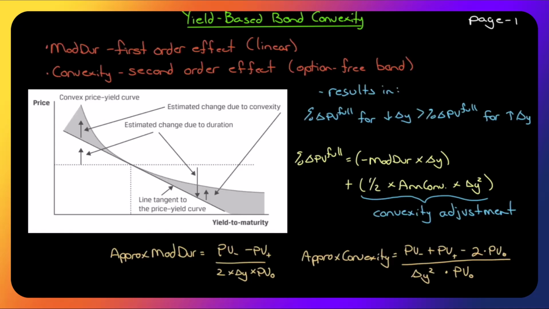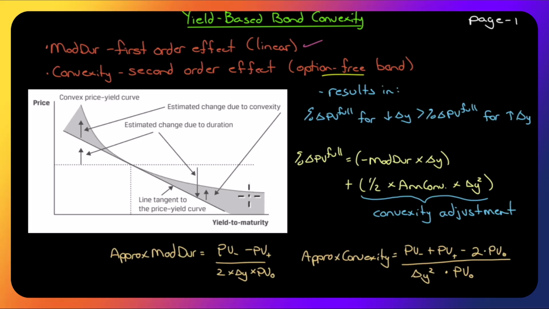All right, convexity here, modified duration. That is a first order effect, made that clear in the previous reading. It is a linear approximation to the change in the price of a bond for a change in yields. Convexity is a second order effect, and this is for option-free bonds. Once you have optionality, you don't always have the same type of convexity relationship.